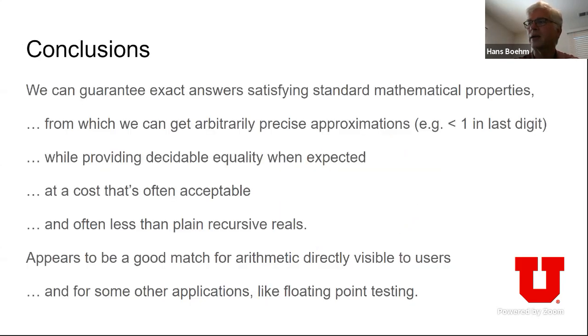So we can guarantee exact answers with standard mathematical properties. We can get arbitrarily precise approximations with decidable equality where it's expected. And the cost for all purposes is not an issue. It actually turns out this is sometimes less expensive than the recursive reals for reasons that are discussed in the PLDI paper that describes this. I think this is actually a good match for arithmetic in general that's directly visible to users. And as I said, we've also used it for floating point math testing.